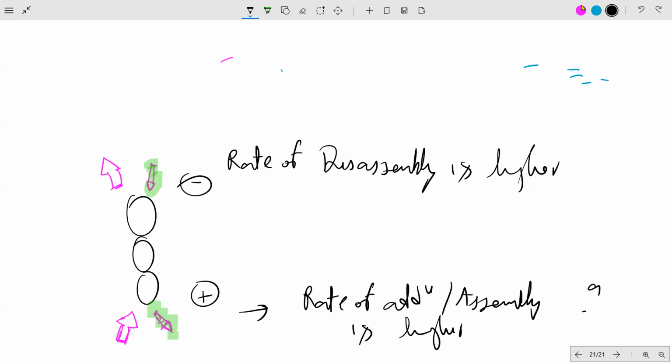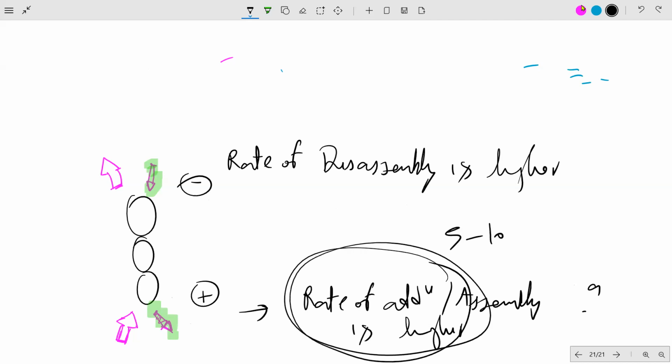Am I clear with this? इतनी बात समझ में आई कि नहीं आई? And in general, what we have seen, in general, we have seen कि the rate of growth is 5 to 10 times higher at the positive end. तो rate of जो addition है, this is 5 to 10 times higher at the positive end. तो positive end पे जो growth हो रही है 5 से 10 गुना ज्यादा हो रही है negative end के मुकाबले में.